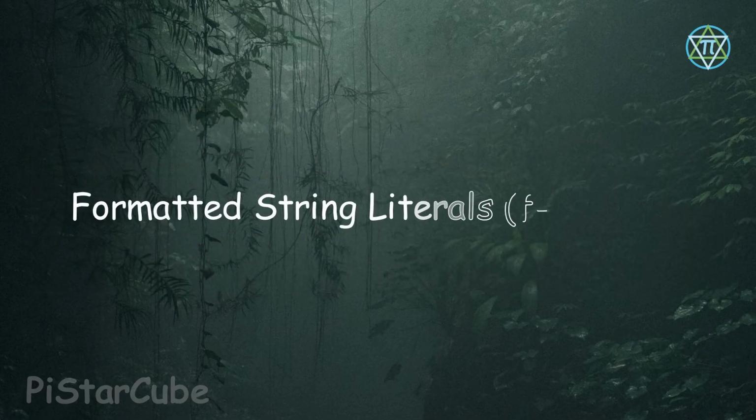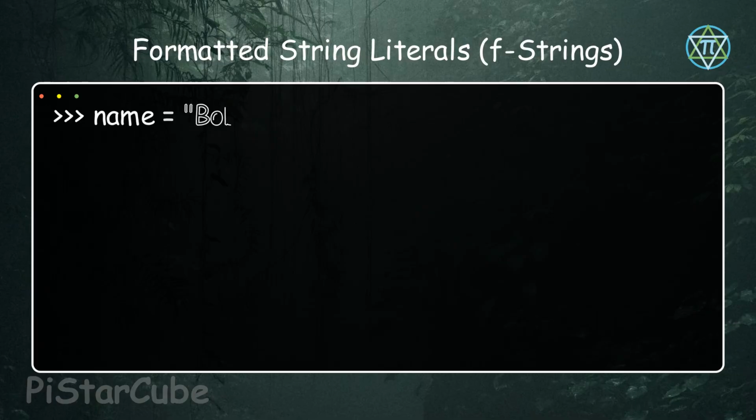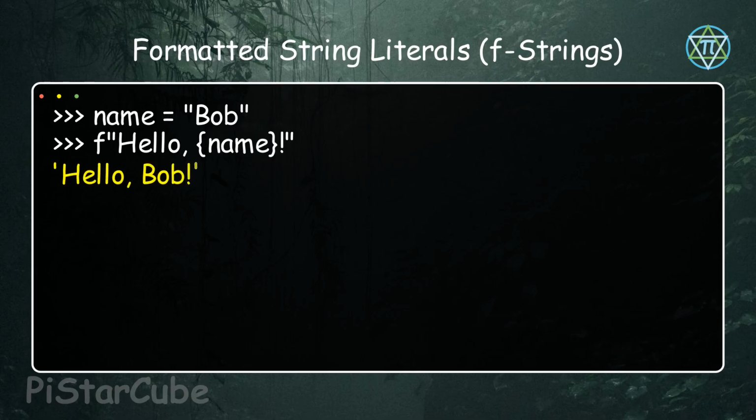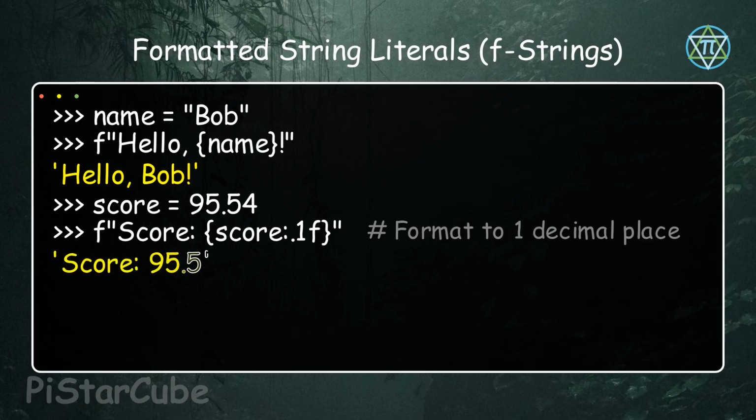Now, let's talk about formatted string literals or f-strings. They are the easiest way to include variables right inside your text. Just add f before the quotes and put a variable inside curly braces. For example, we have name equals Bob. You use an f-string, f, then you put the variable in the curly braces. It prints Hello Bob. You can also format numbers, if score equals, for example, 95.54, and you use the same f-string.